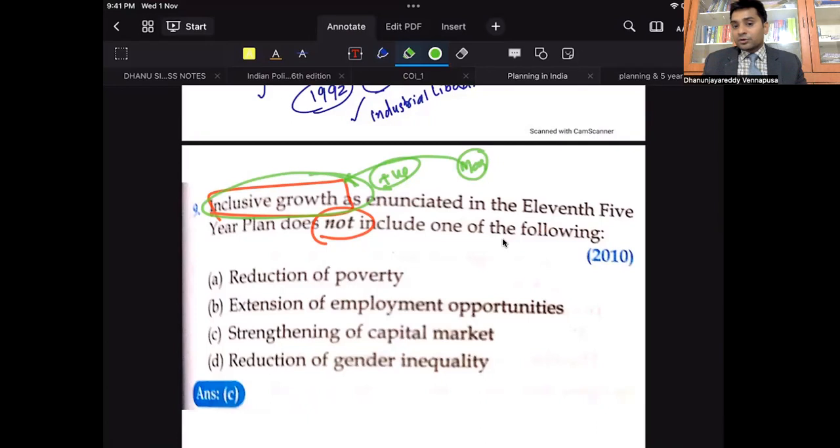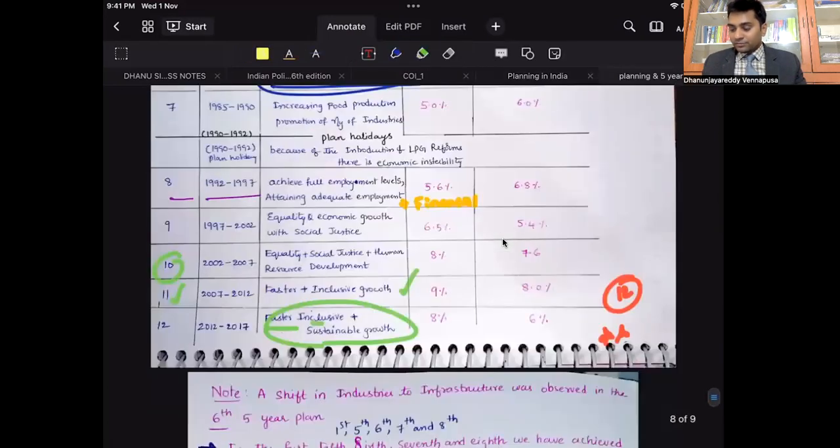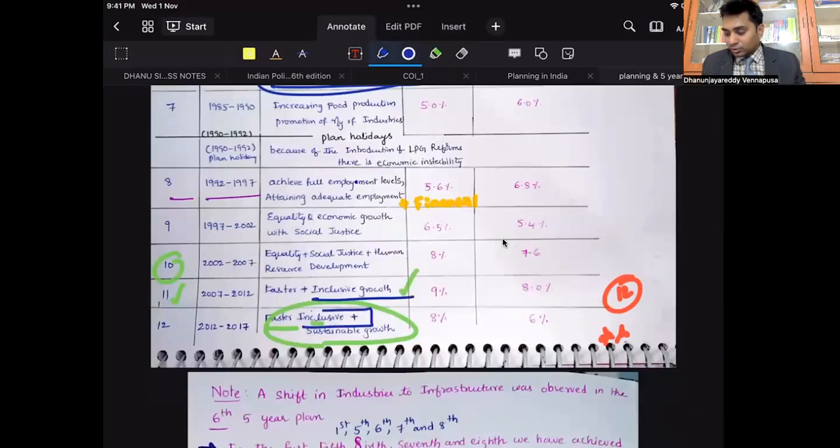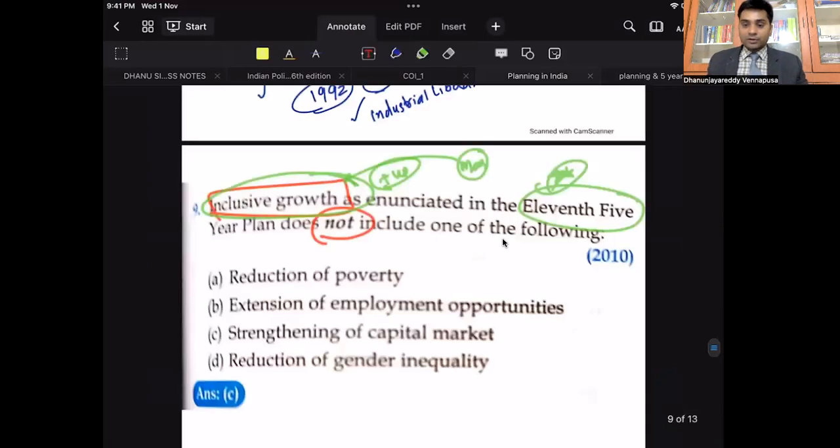Now, which among the following? So, inclusive growth, the Government of India focused on it in the 11th 5-year plan. That is the thing that you have to remember. In the 11th 5-year plan, the Government of India started focusing on inclusive growth. It continued in the 12th 5-year plan. In the 12th 5-year plan, they added one more thing along with inclusive growth, sustainable growth. This I have already discussed. So, from the 11th 5-year plan, they focused on inclusive growth. From the so-called 6th 5-year plan, they focused on infrastructure. That is the thing that you have to remember.